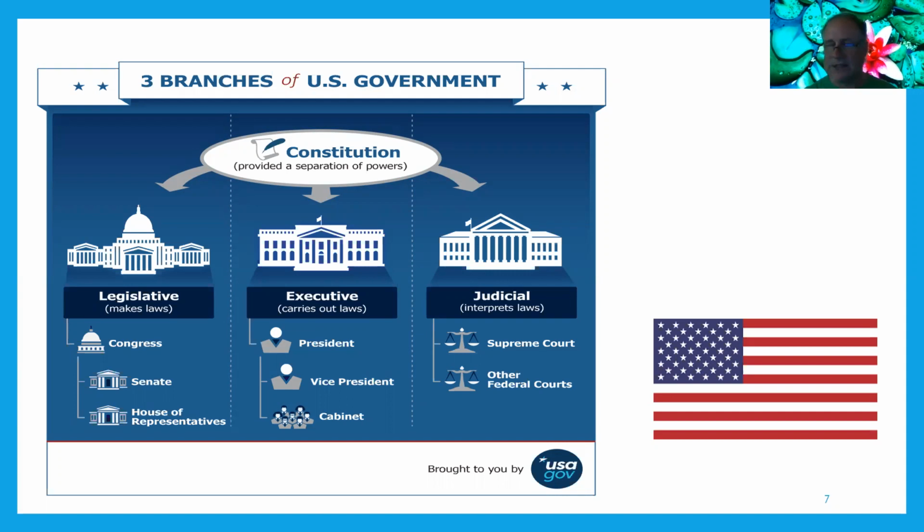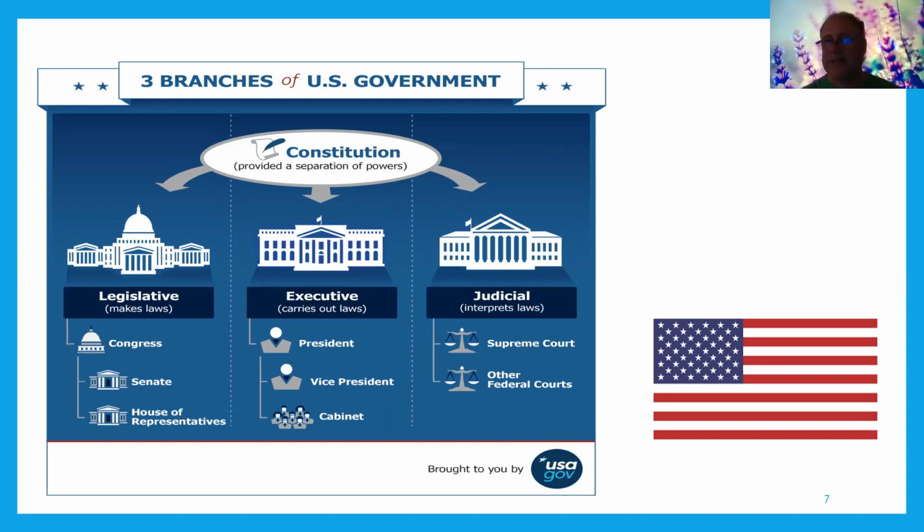Let's talk about the legislative branch. The legislative branch is Congress. There are two chambers, the Senate and the House of Representatives. Let's talk about the Senate. There are a total of 100 senators, 2 for every US state. Senators serve 6-year terms.